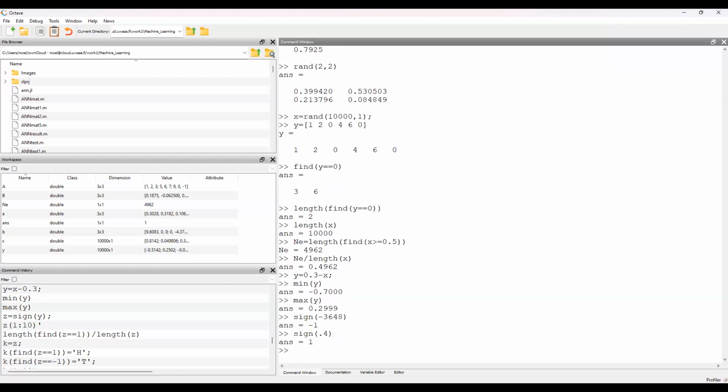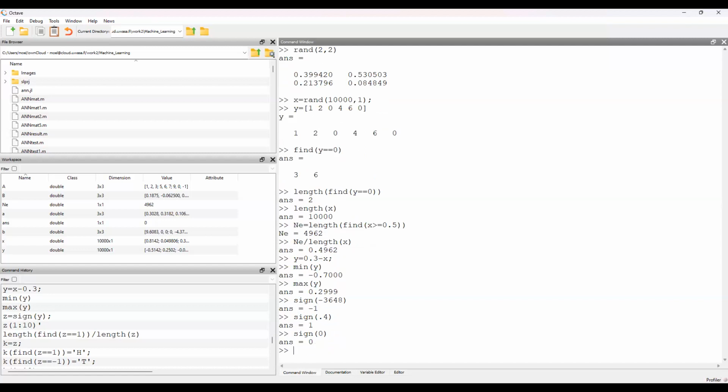So here the sign function gives you the sign of the element. If it is negative, it gives you minus 1. If it is positive, it gives you 1. Okay, so what is sign of 0? It gives you 0. So this is the function of sign. If it is negative, it gives you minus 1. If it is positive, it gives you 1. If it is 0, it gives you 0.